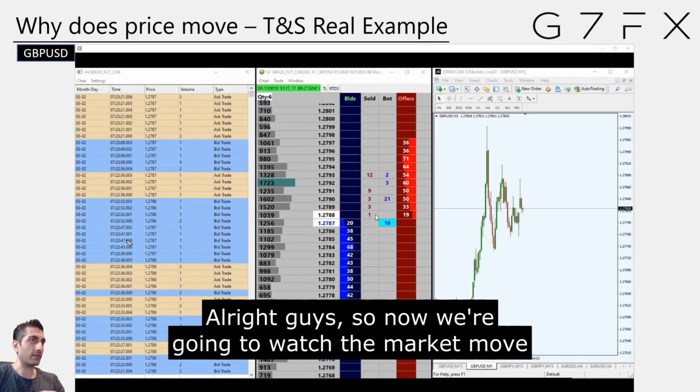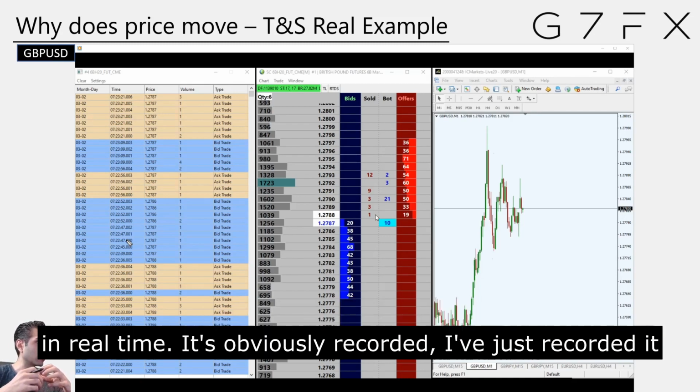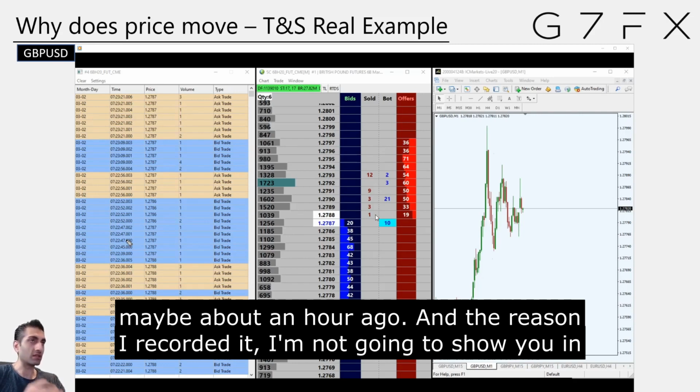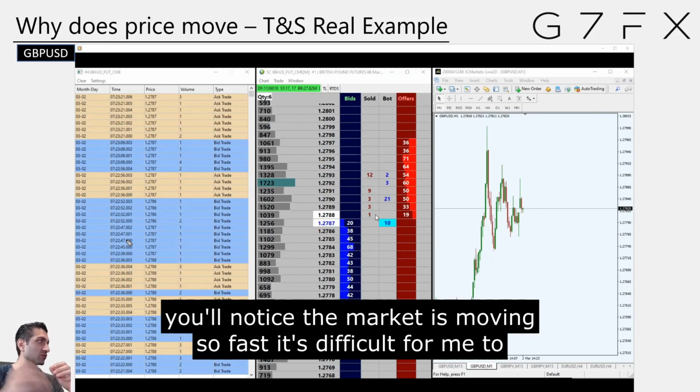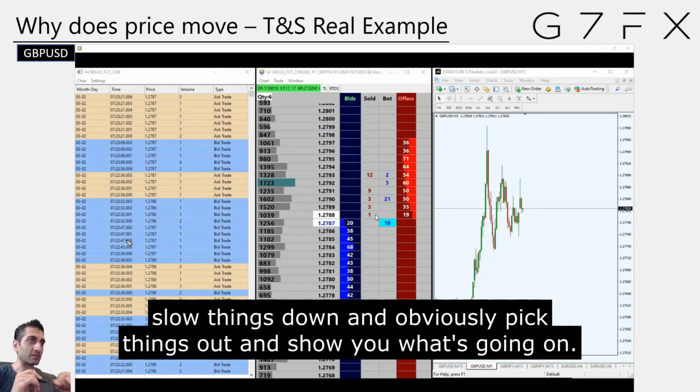Alright guys, so now we're going to watch the market move in real time. It's obviously recorded. I've just recorded it maybe about an hour ago, and the reason I've recorded it, I'm not going to show you in real time as in live, is because as you'll notice, the market's moving so fast. It's difficult for me to slow things down and obviously pick things out and show you what's going on.